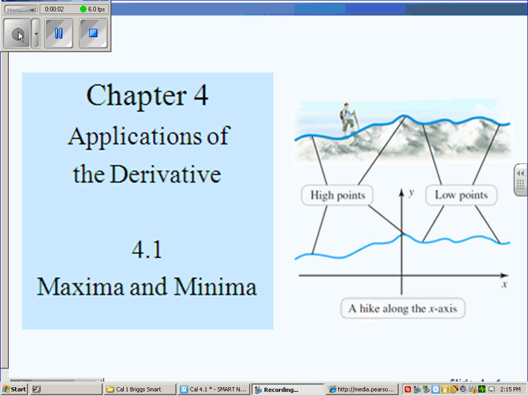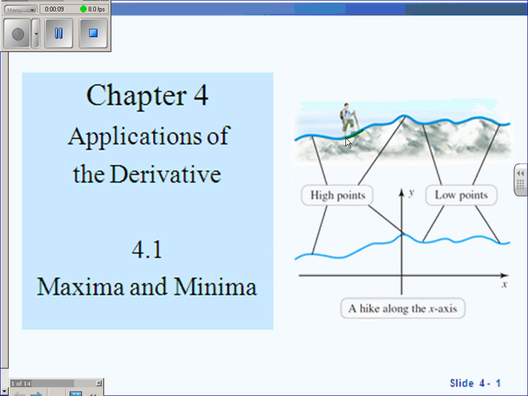Okay, now we want to use the derivative to find the high and low points of a curve. These are called maximums. So this hiker's walking along this trail, and this curve is defining the shape of this trail. This would be a high point for that curve, and this would be a low point in here.